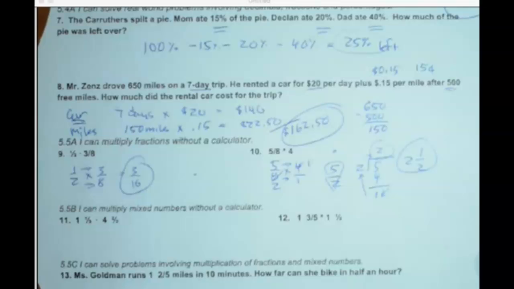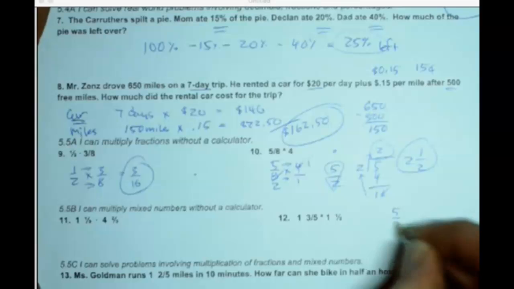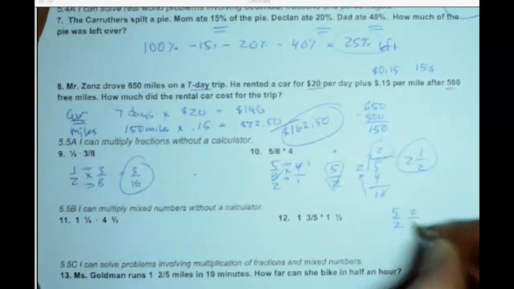Look good? All right. I'm going to do this problem one other way. When we have 5 halves, let's say we want to subtract out a whole. Well, that would be 2 halves. So there was 1 whole. 5 minus 2 is 3.